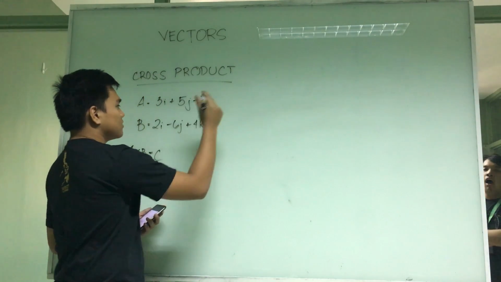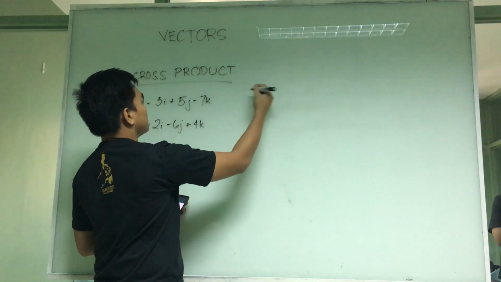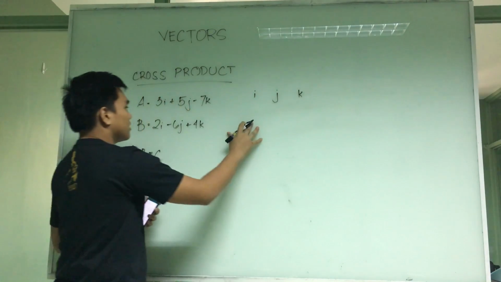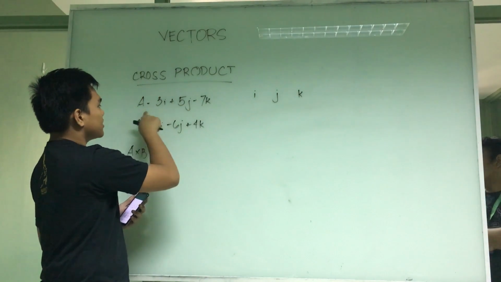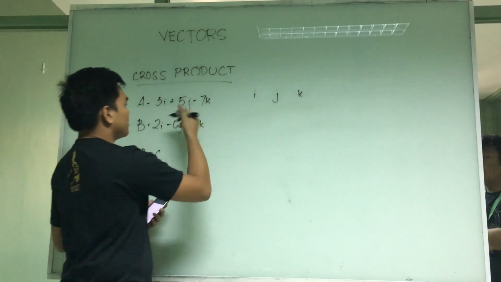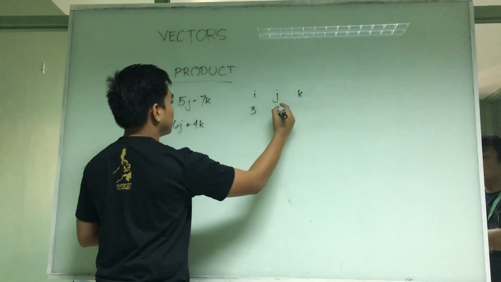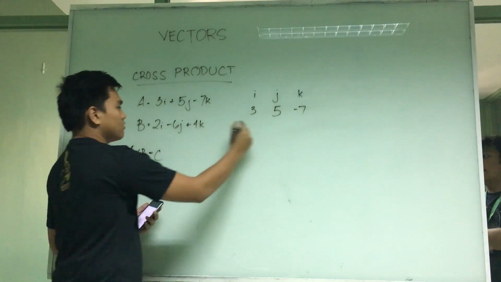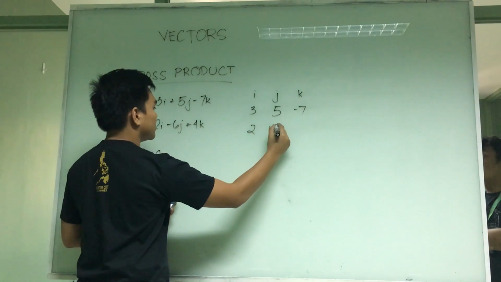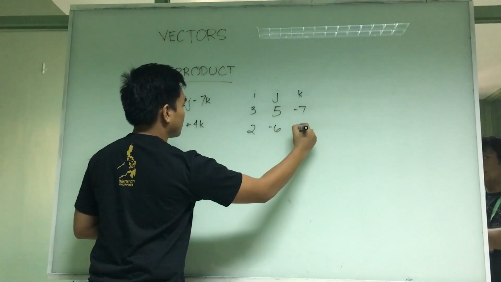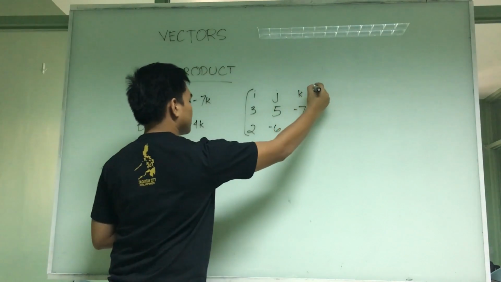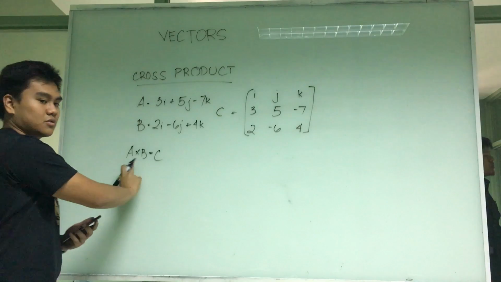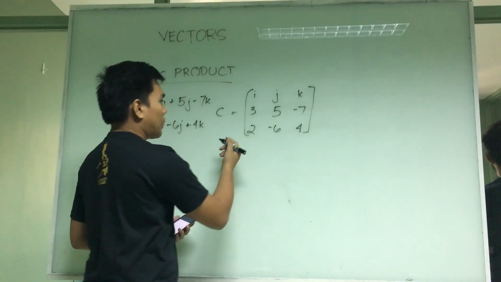Now, we can use the basket method like this. So we'll plot it like this: i, j, k. Then we'll have the coefficients of A, so we'll have 3, 5, and negative 7. And B will be 2, negative 6, and 4. So this is a matrix, and this will be equal to C, as we have shown, A cross B is equal to C.